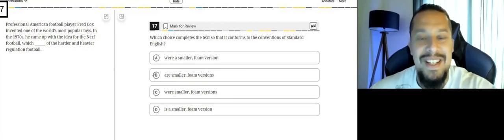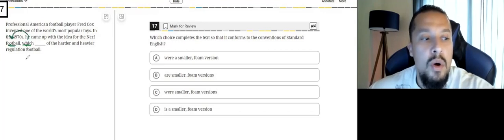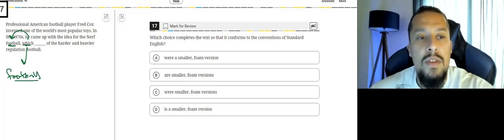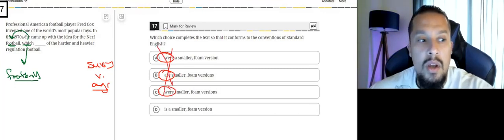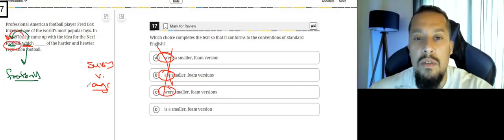Question number 17. We read the question and now we're basically asking ourselves, which is a pronoun. What does it refer to? It refers to the Nerf football. So we know which basically means football. If you look at the answer choices, you're going to find they focus on subject-verb agreement. So the football were, are, were, all of these disagree with the pronoun which. Why? Because it's a pronoun for football. So here we're going to say answer D, which is a smaller form version.